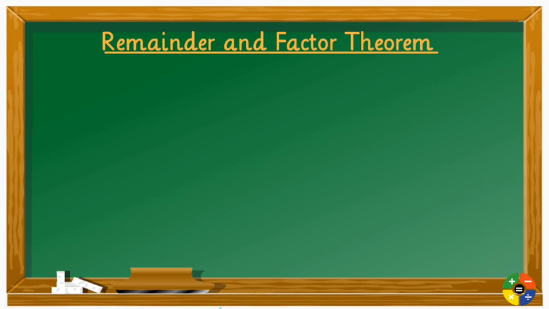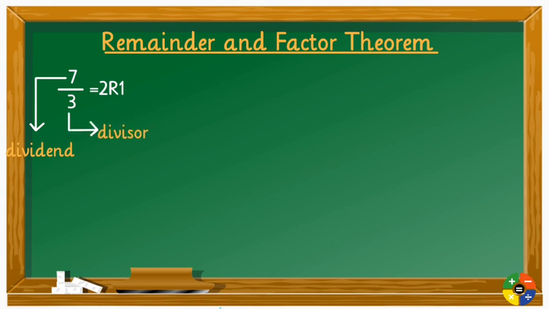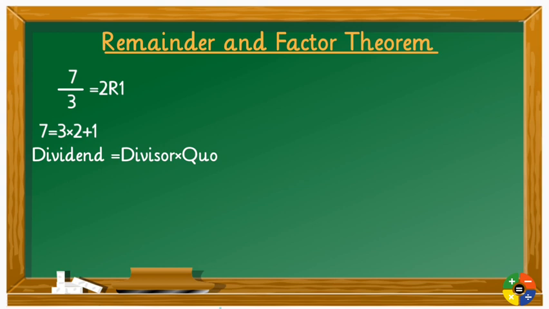Watch and learn. Consider 7 divided by 3. The result is 2 remainder 1. In this equation, we call 7 the dividend, 3 the divisor, 2 the quotient, and 1 the remainder. Notice that 7 can be written as 3 times 2 plus 1. That is, dividend is equal to divisor times quotient plus remainder.